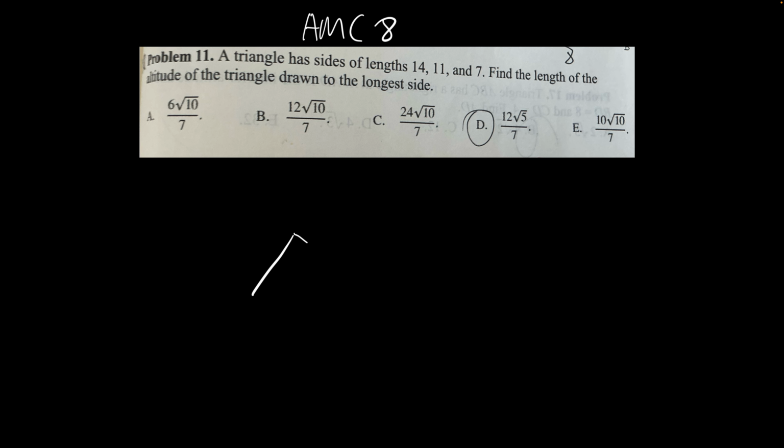Okay, a triangle has sides of length 14, 11, and 7. Find the length of the altitude of the triangle drawn to the longest side.